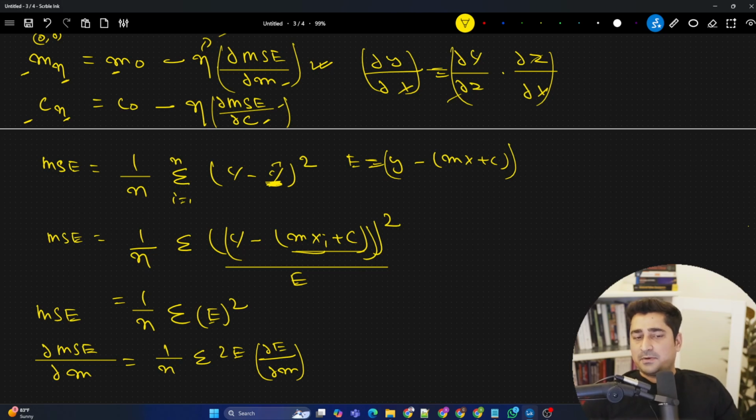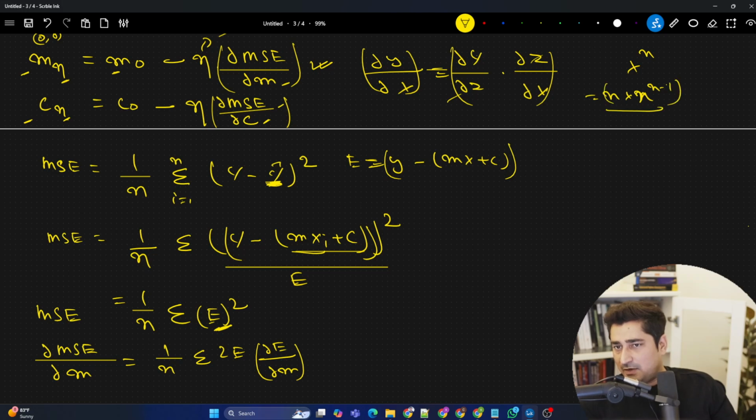Now dy by dz. What is z? I'm reducing z as e. Simple. So what is the differential of this one? The differential of any x to the power n is what? n into x to the power n minus 1. This is what a differential is, right? For any x to the power n, it is n into x to the power n minus 1. So fine, we have a power of 2.